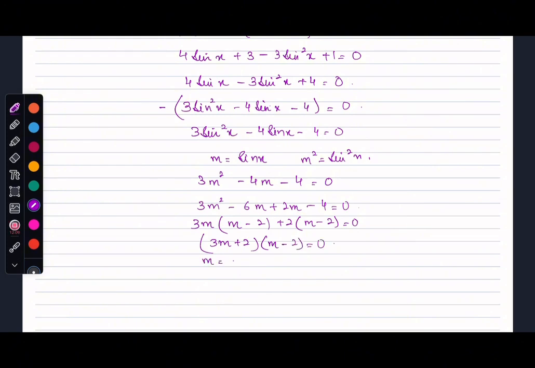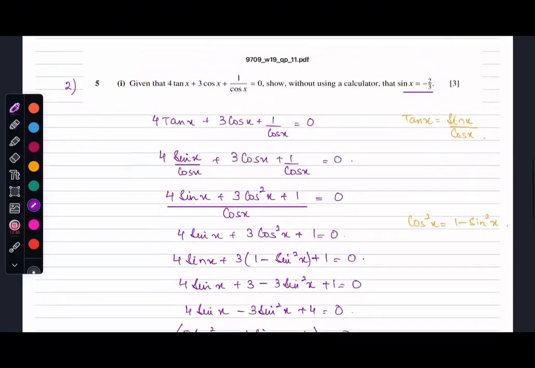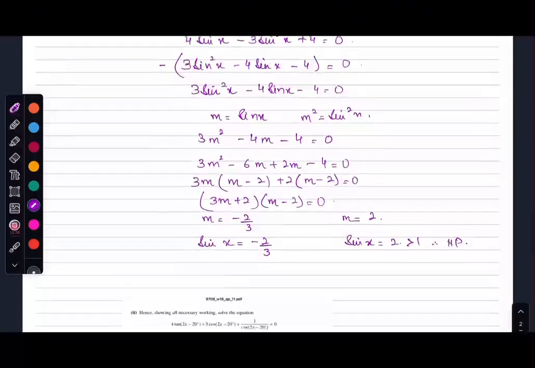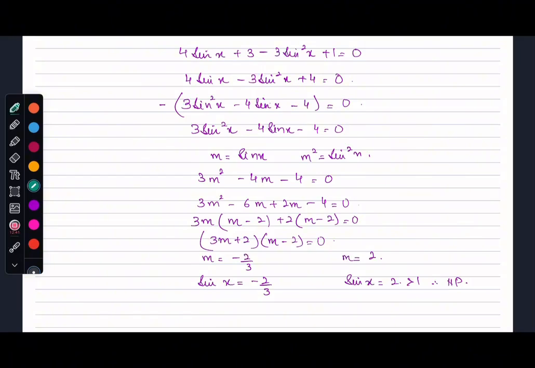So m here should be equal to negative 2 by 3, and m here then shall be equal to 2. So as m was equal to sine of x, sine of x is negative 2 by 3 and sine of x is equal to 2. As this is greater than 1, therefore it's not possible. And the question was asking us to show that this can be solved without using a calculator, and here I do have the answer for sine of x, which is equal to negative 2 by 3, and I have shown the result here.